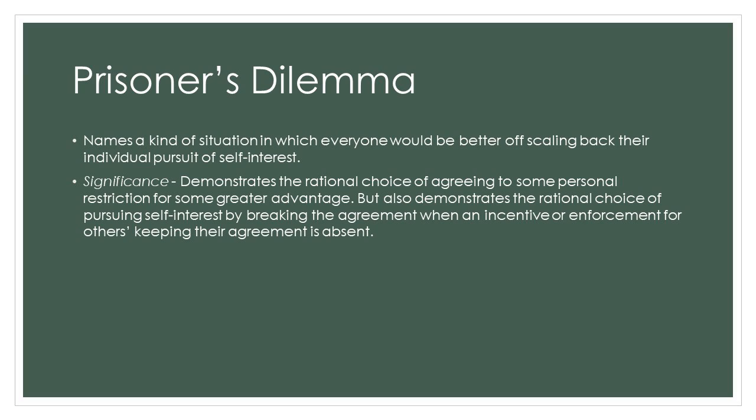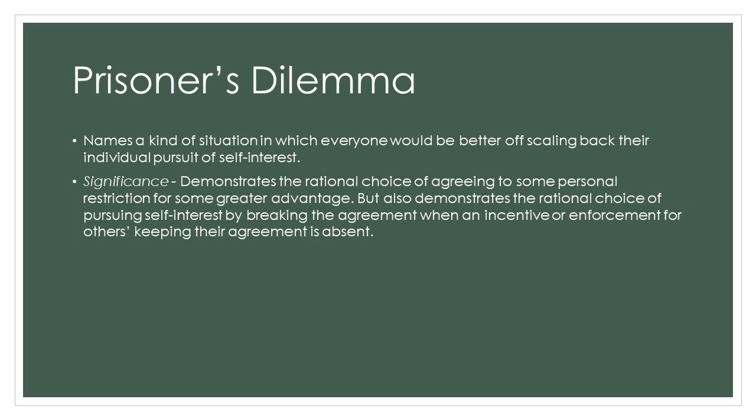The prisoner's dilemma names a kind of situation in which everyone would be better off scaling back their individual pursuit of self-interest. Its significance is that it demonstrates the rational choice of agreeing to some personal restriction for some greater advantage. But it also demonstrates the rational choice of pursuing self-interest by breaking the agreement when an incentive or enforcement for others keeping their agreement is absent.